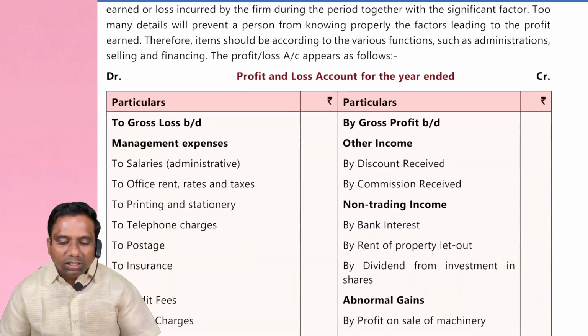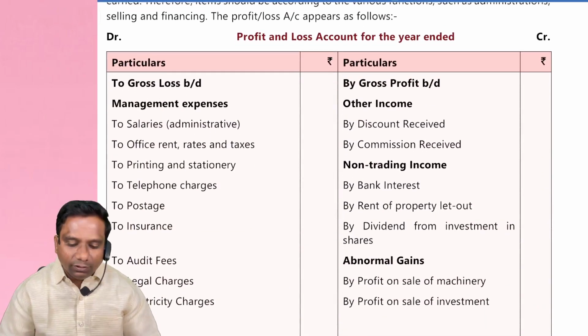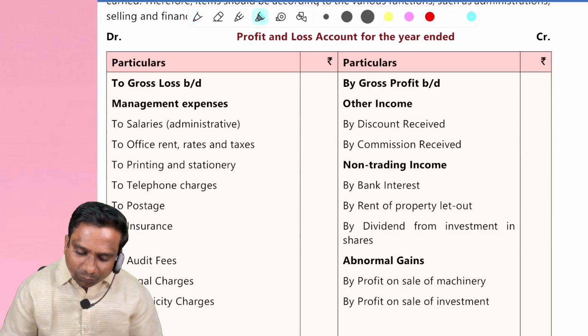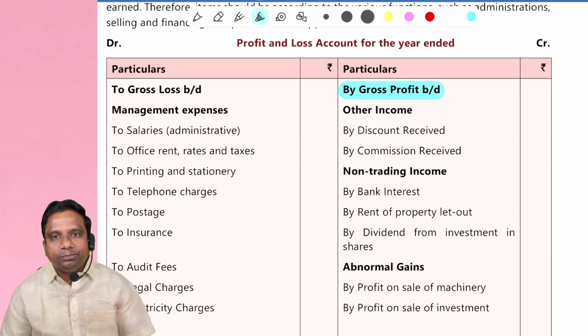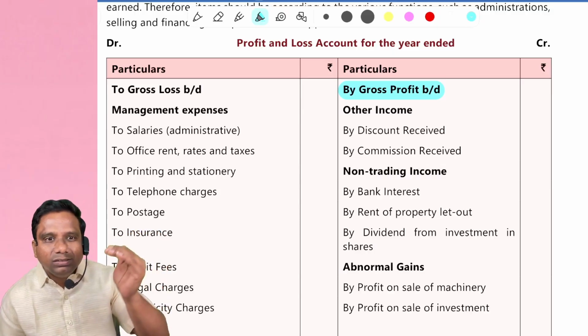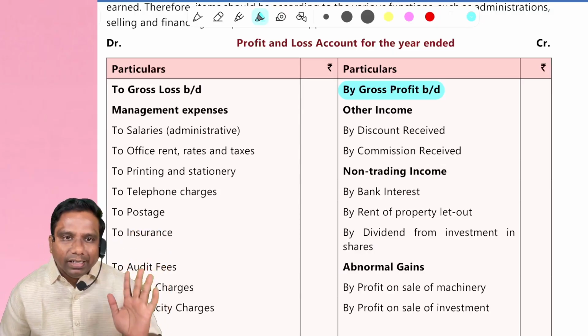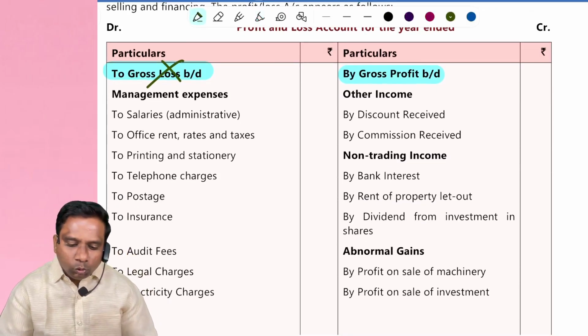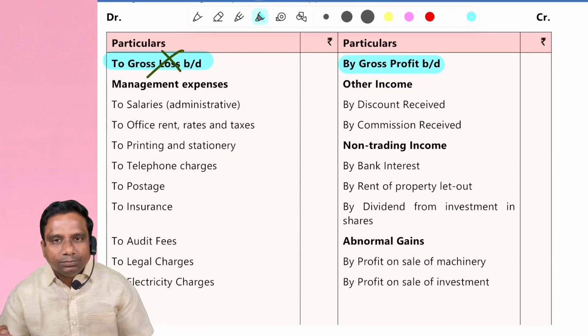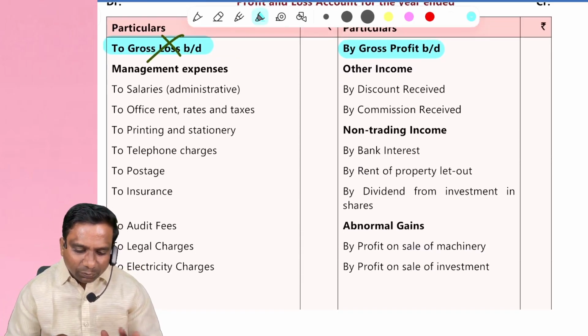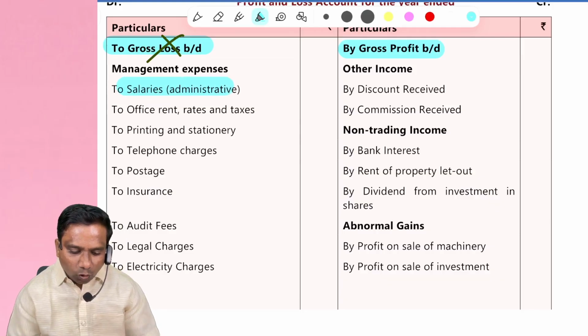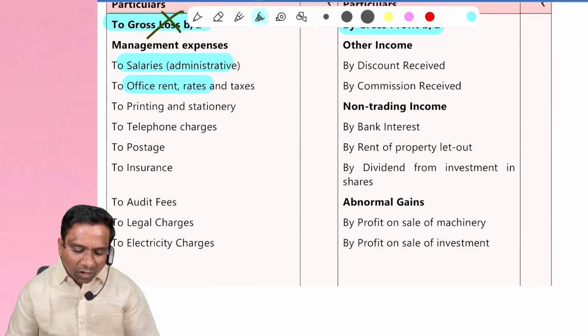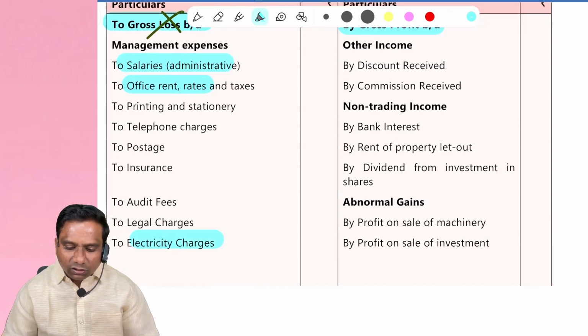Now just have a look at this P&L account. Observe here: by gross profit, we write by gross profit. This gross profit is taken from the trading account, or gross loss. For the time being, ignore gross loss. To this gross profit, we add some incomes, na? And we deduct some expenses. Suppose salaries of staff, office rent, printing and stationery, telephone charges, postage, insurance, audit fee, legal charges, electricity charges.